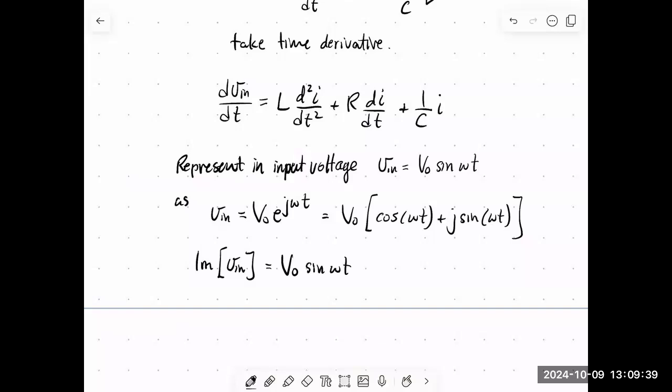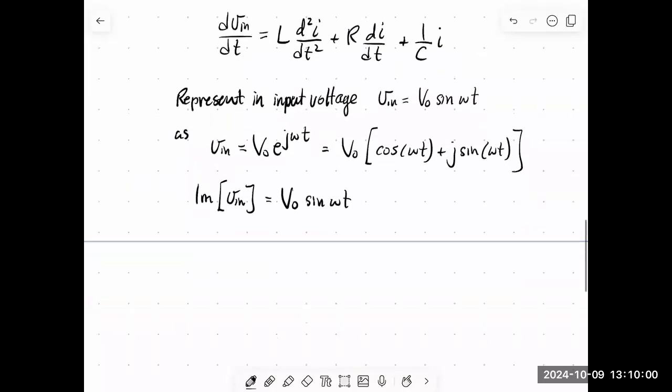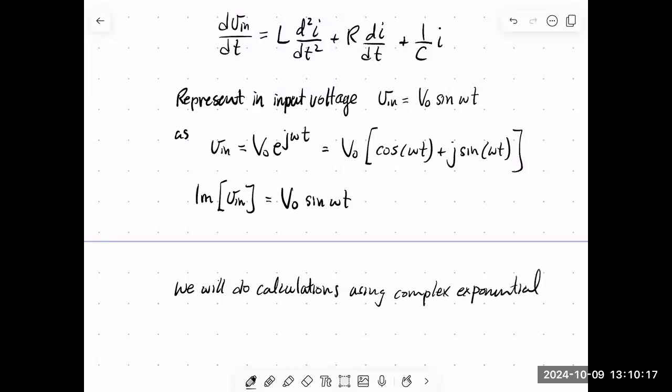So what we're going to do is represent our voltage like this complex exponential. We're going to do a bunch of manipulations, and then at the end, we're going to take the imaginary part, which will recover the original form of our input voltage. So we will do some calculations using this complex exponential representation of Vn, and it turns out we'll use that same sort of representation for I.